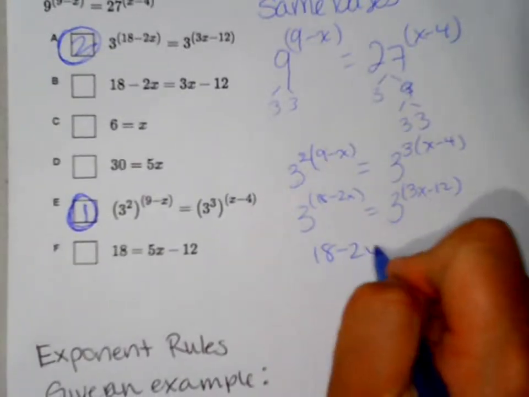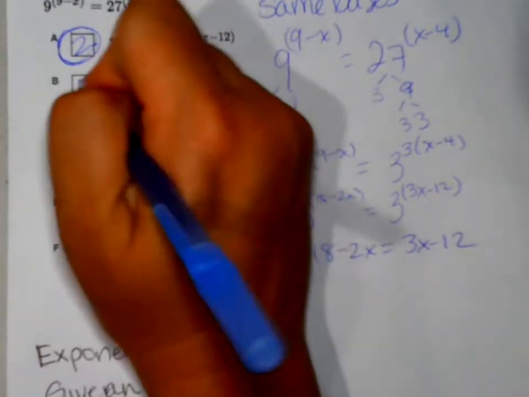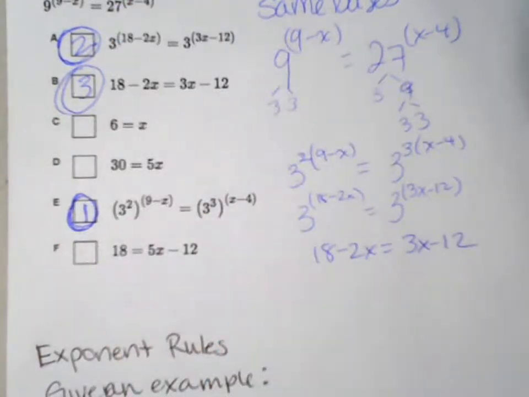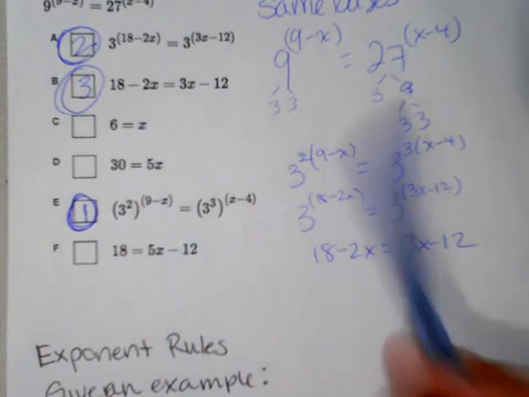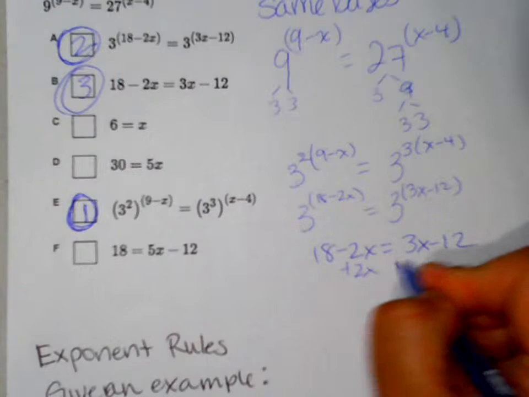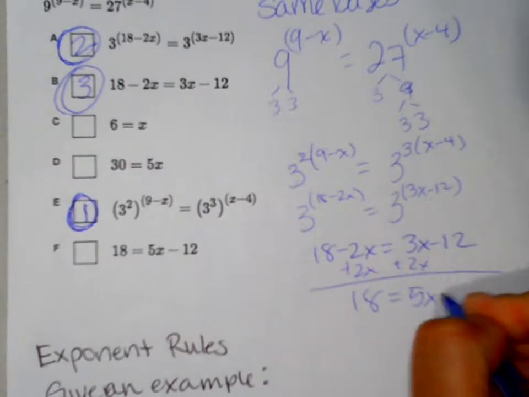18 minus 2x equals 3x minus 12. There's my third step right there. Okay, and then I can just solve as I want to. All right, and in this case, they did this first. So they added 2x to both sides. And they got 18 is equal to 5x minus 12.